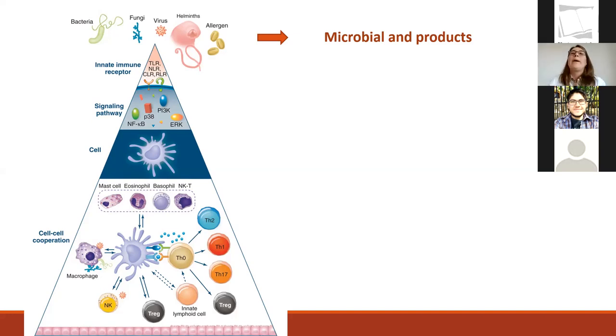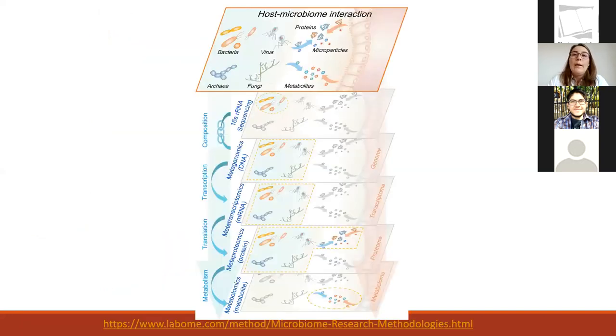In terms of microbial communities and its products, we can go to the classical omics, right? It's a bit more complicated than the human omics. So if you want to understand the host microbiome interaction, the first thing is important to interrogate the genome of these bacteria so we can have an idea of the composition of the microbiome. So when we say microbiome, we are talking about everything, not only bacteria. We are talking about bacteria, virus, fungi, every single living organism.